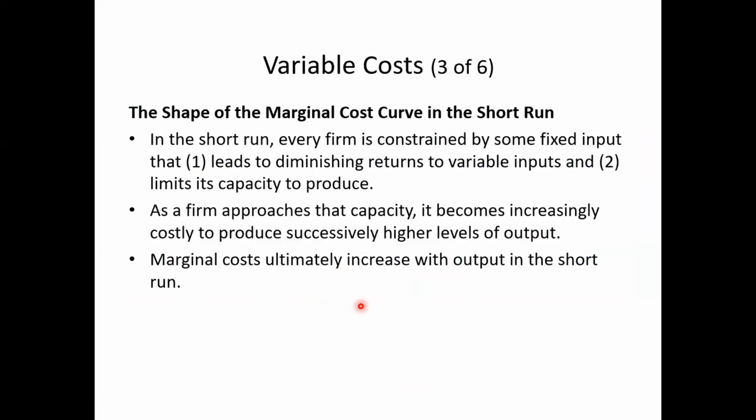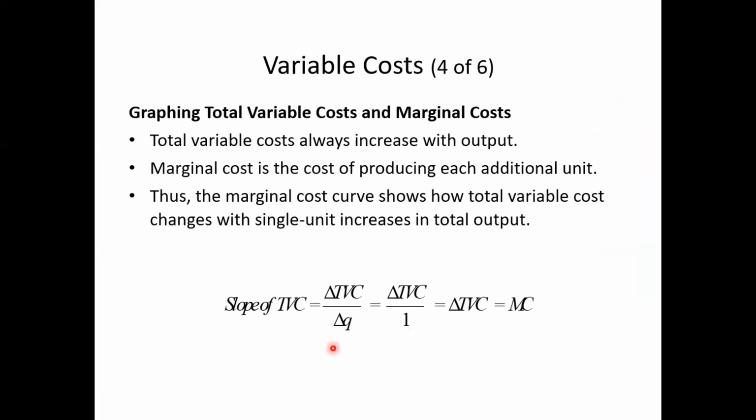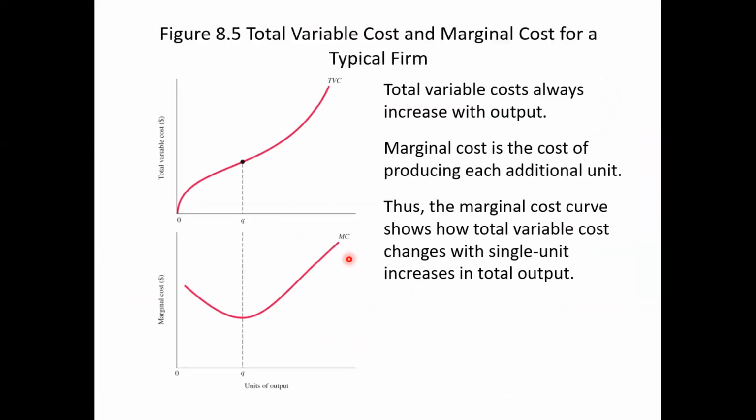This is the idea as to why marginal costs increase ultimately in the short run. So here's marginal productivity goes up initially and then diminishing returns set in. Notice marginal costs are the mirror image of it. So the marginal cost has this Nike swoosh kind of shape to it. And yes, it is the derivative of total variable cost with respect to quantity, or total cost with respect to quantity.